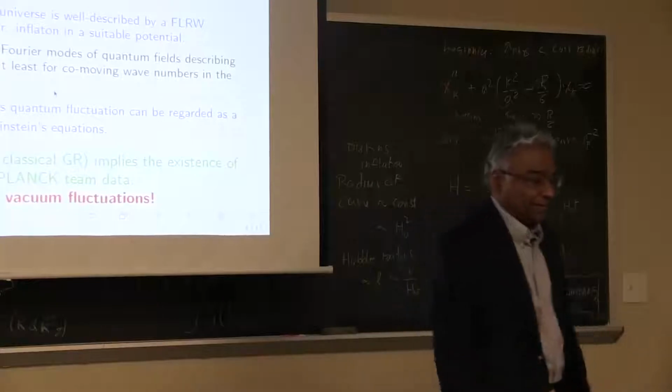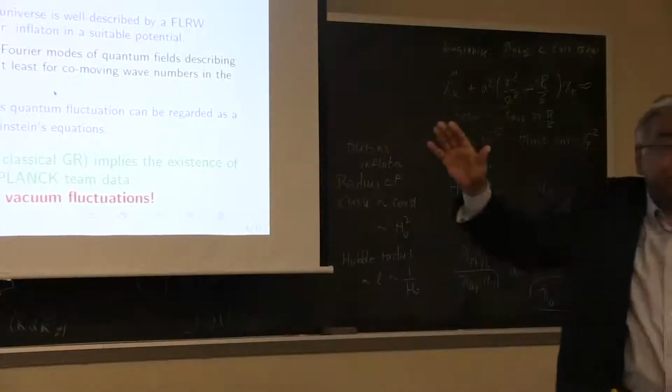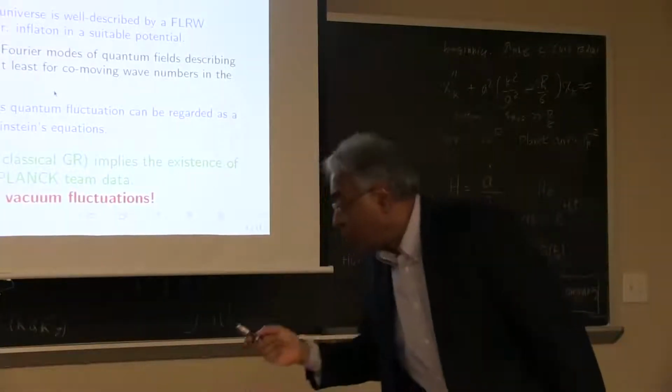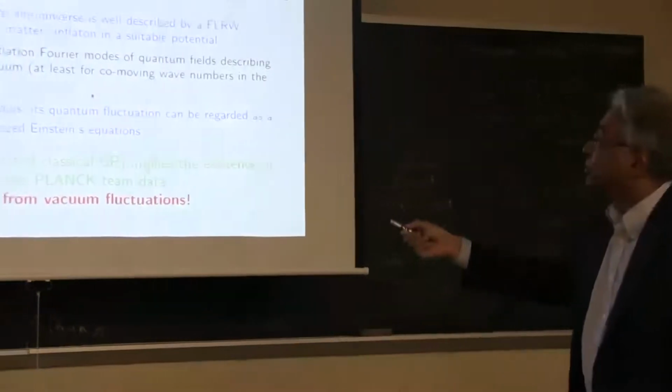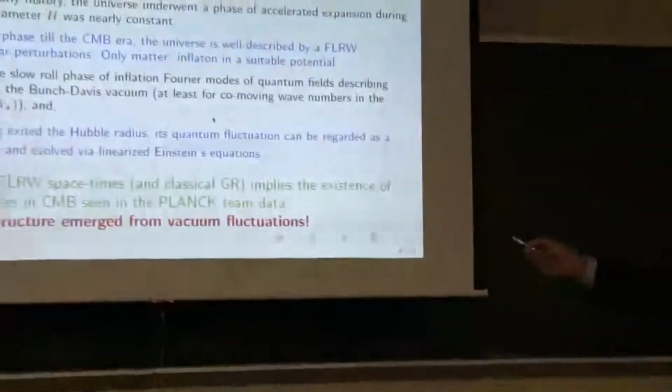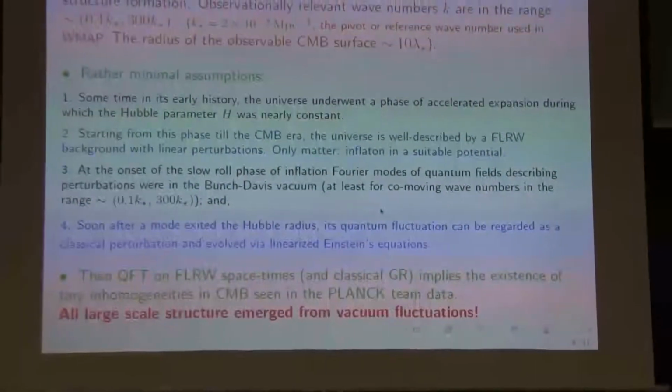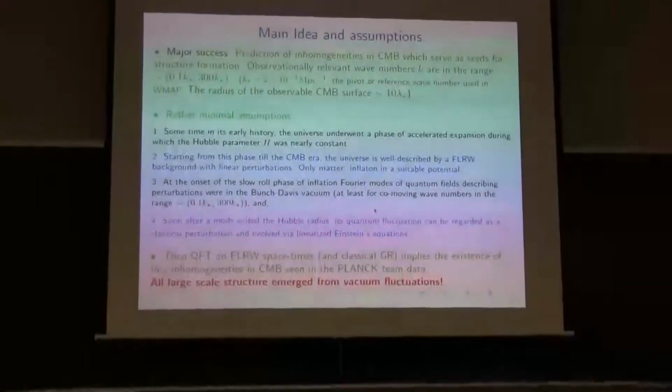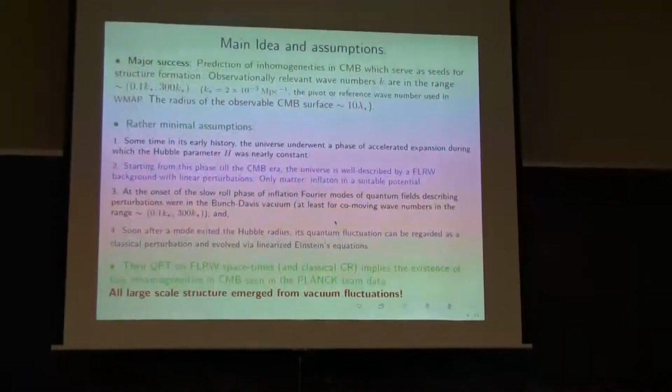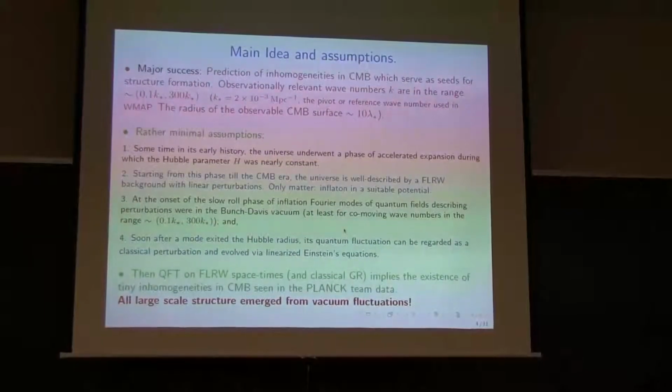So let me now summarize. The idea is that we're not interested in all modes. We're only interested in certain modes in this region up here, where k star refers to the comoving pivot mode. And I told you the reasons for that. This is what observations will tell us about.